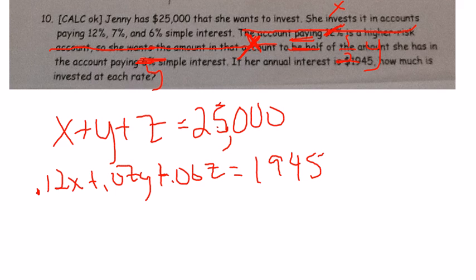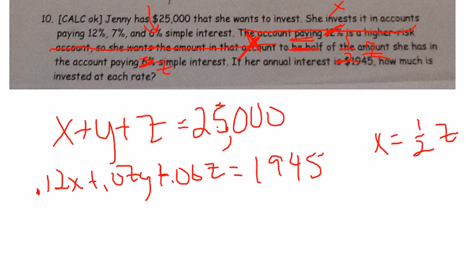Sorry, not y, z, because if I look here, that's my z, 6%. So she wants x to be equal to half of z. So what I get is the equation x equals 1/2 z.